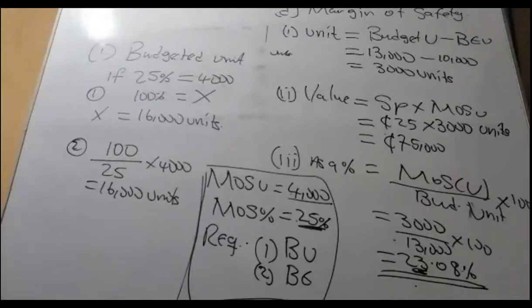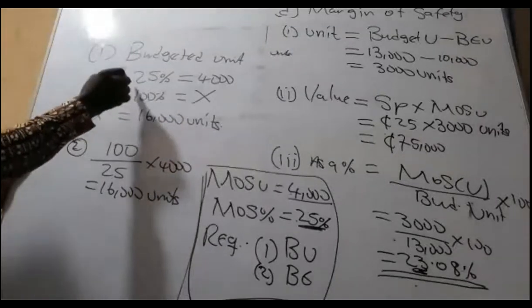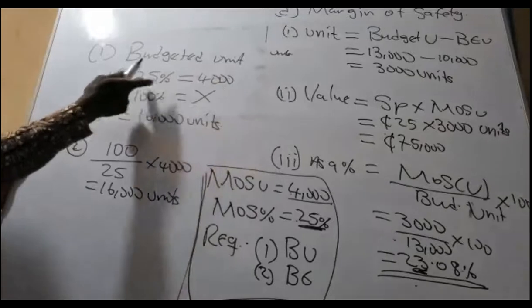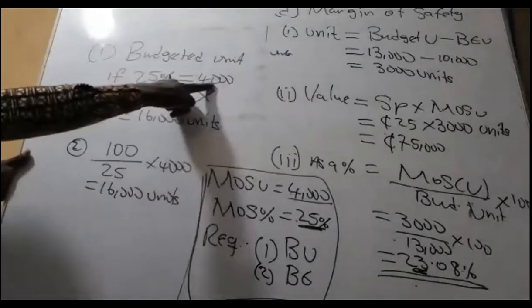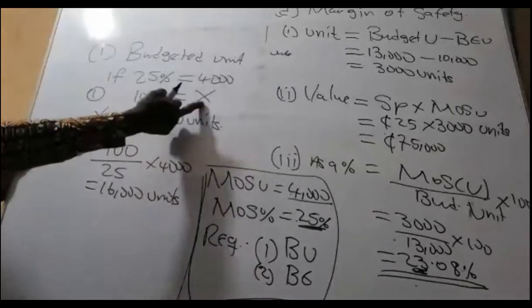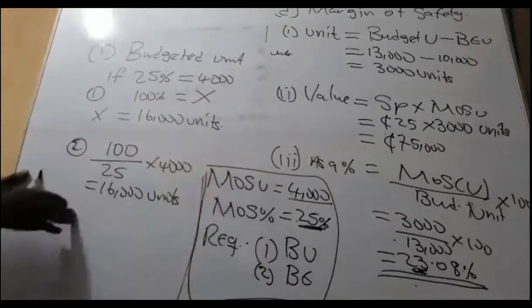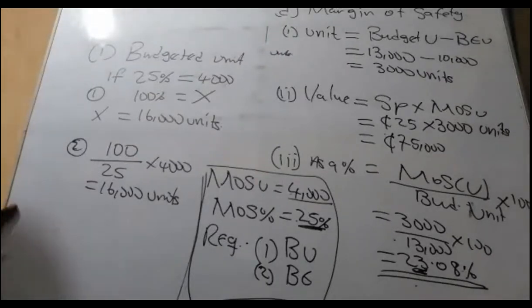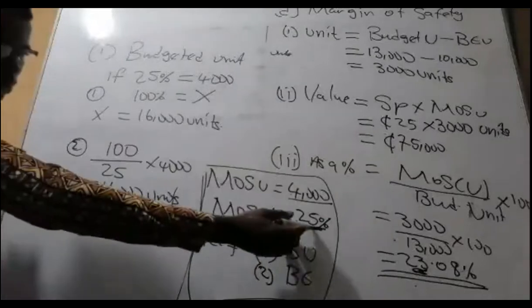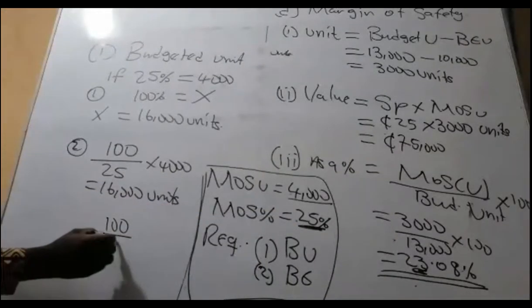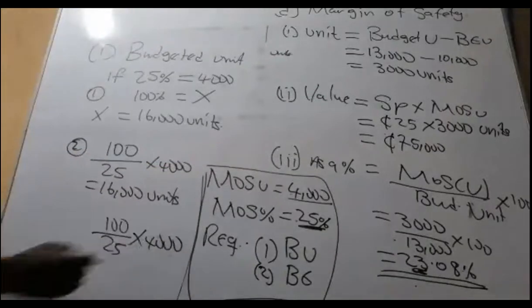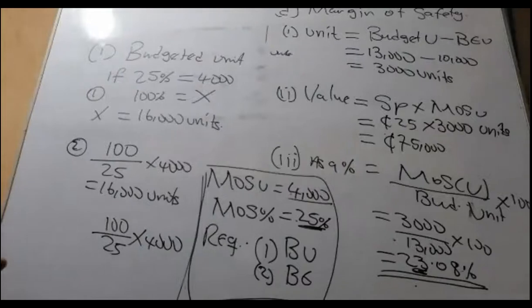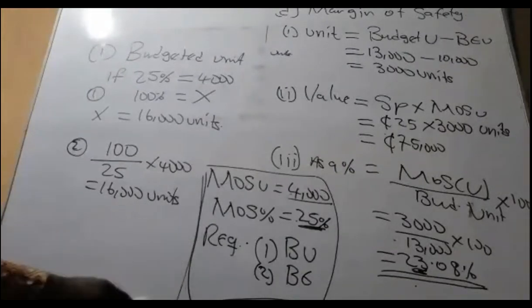Now let's start again. We said that if the margin of safety is 25% and they've given us the units, so 25% is equal to 4,000, now what's the budget? Budget is always 100. So if 25% is equal to 4,000 units, then 100% will be what? We solve it and we get 16,000. Alternatively, always ask what you are looking for. I'm looking for budget, which is 100. So write what you're looking for first. What are they giving you? They give us 25%, the margin of safety, so divide by 25, times its value, 4,000. This also gives us the same answer, 16,000. Good.